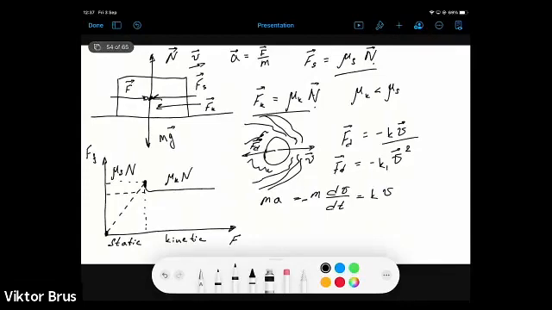It's a bit easier. Then we can rearrange this equation a bit. We can write that minus m divided by k times dv divided by v is equal to dt. So we have this differential equation where we can split it in two parts, left and right.